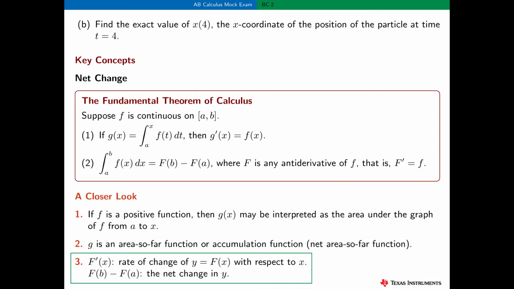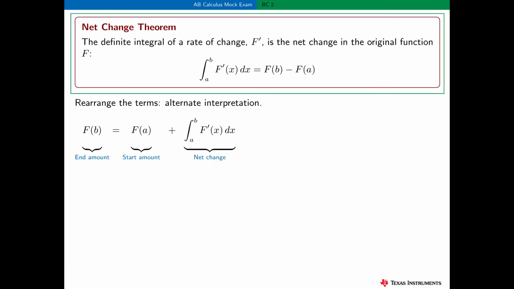Now remember that y could, for example, increase, then decrease, and then increase again. And therefore, capital F of b minus capital F of a really represents the net change in y. So using this interpretation, the fundamental theorem of calculus part 2 can be restated in terms of net change. So here is what I call the net change theorem.